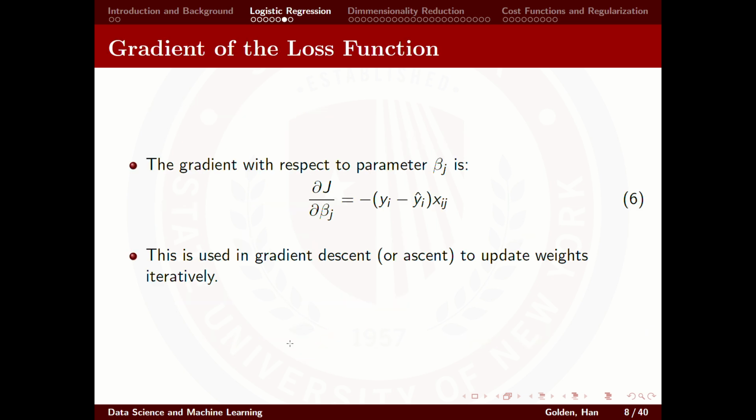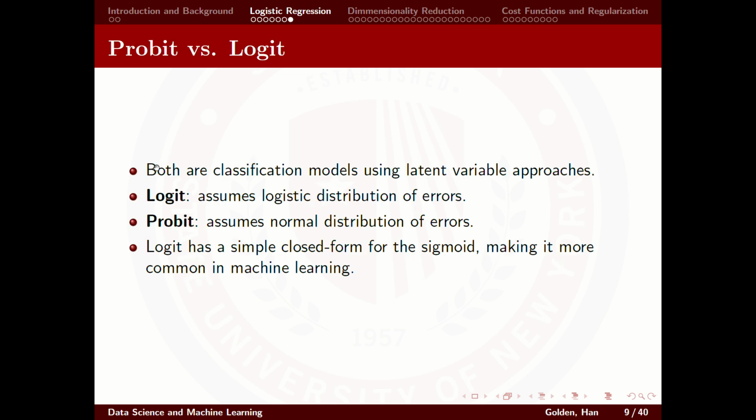So the gradient of the loss function, the gradient with respect to parameter beta j, is delta L over delta beta j equals negative yi minus yi hat times xij. And this is useful in gradient descent to update weights iteratively.